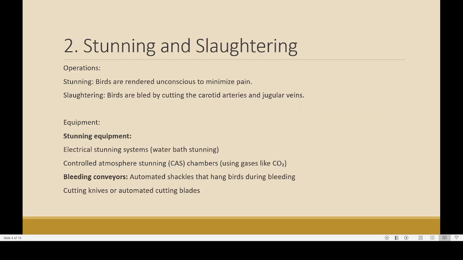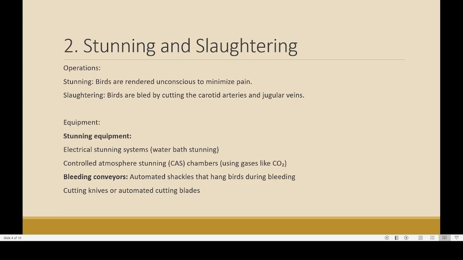Second is the killing of the bird. One is stunning. Birds are rendered unconscious to minimize pain. Here we don't see any such thing, but we know how they kill the chicken. So that is stunning. Then slaughtering. The birds are bled by cutting the carotid artery and jugular vein, just like cutting the neck. That is what they do, and that is the slaughtering of the chicken.